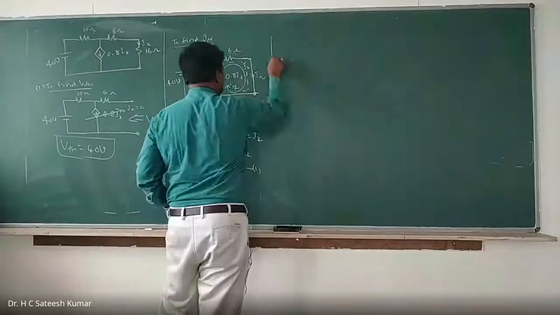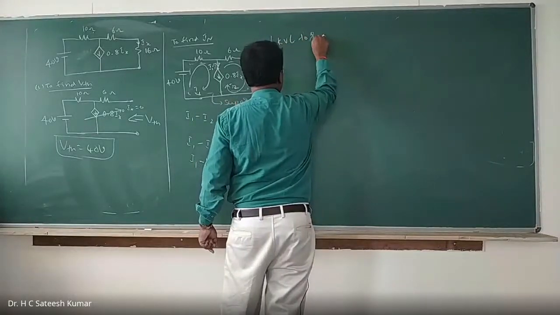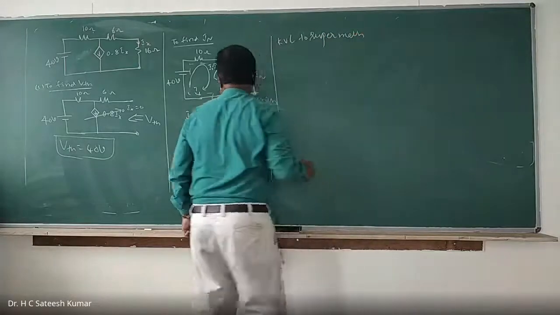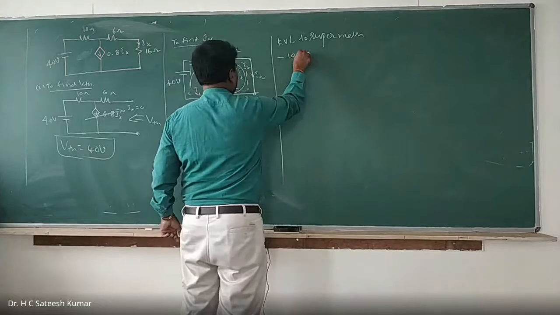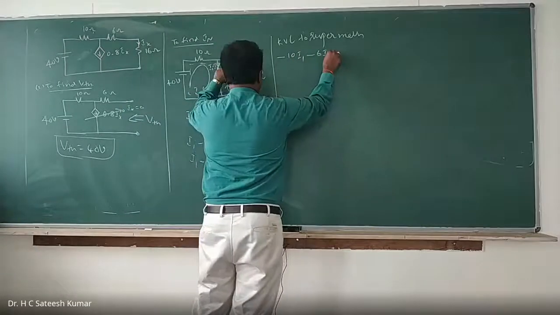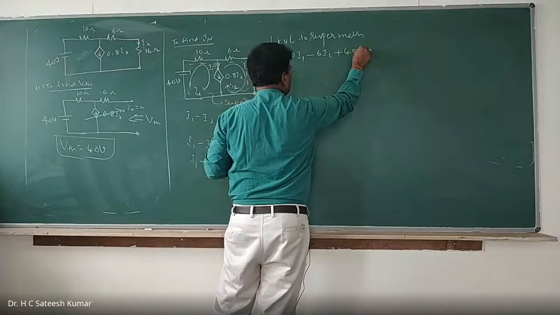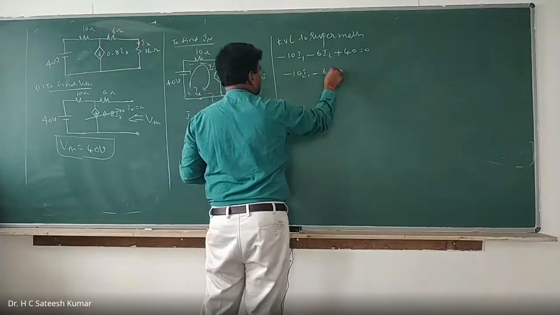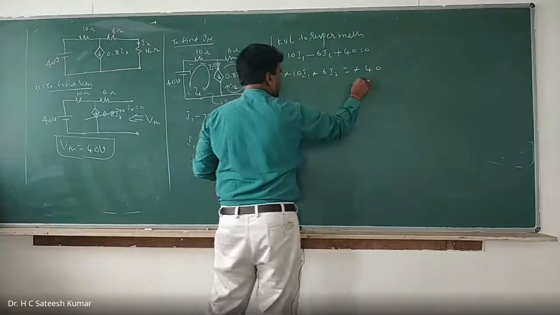Now, KVL to the super mesh. Start from this point. Minus 10 into I1, minus 6 into I2, plus 40 is equal to 0. So therefore, minus 10 I1 minus 6 I2 is equal to minus 40. Call this equation number 2.